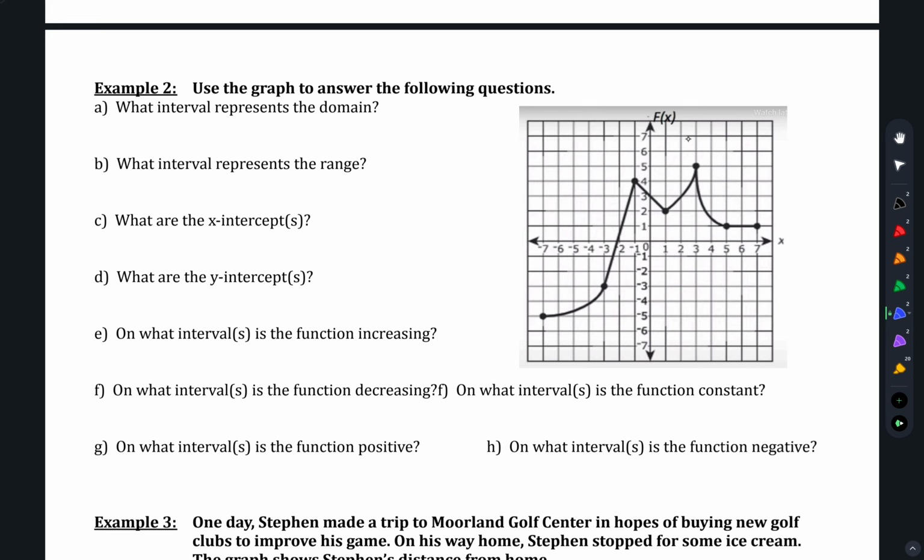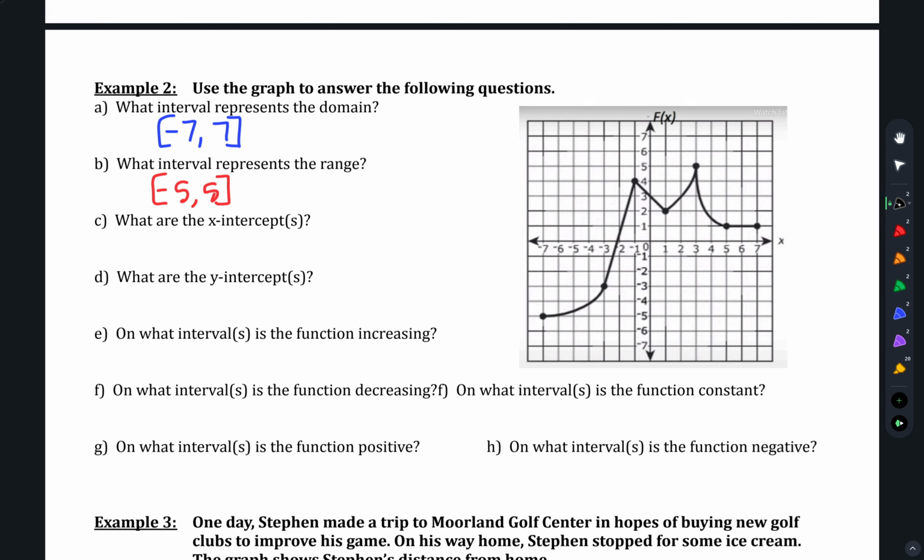Domain? Somebody give me the domain. -7 to 7. I got closed circles, so I'm going to use brackets. Range, anybody want to give me that one? Again, closed circles, so they get brackets.